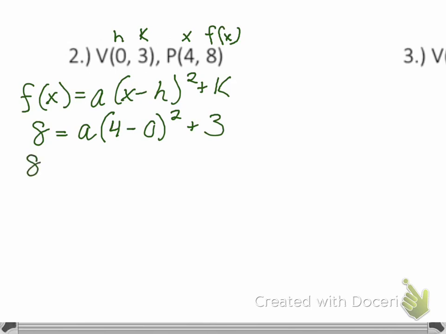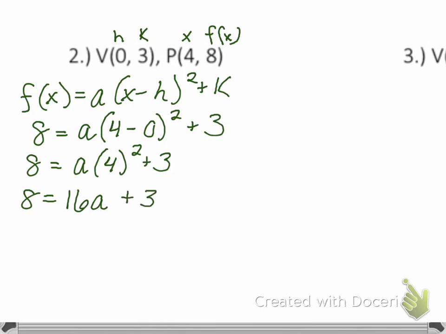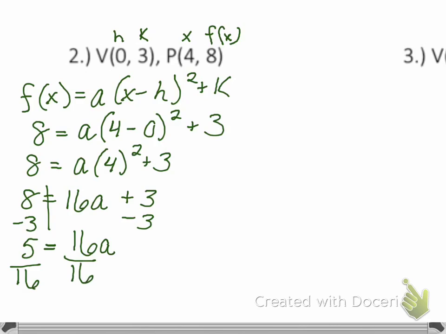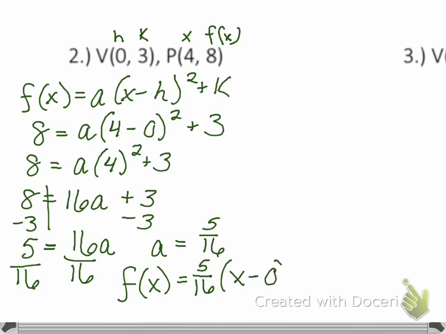So now I'll simplify, and I get a times 4 squared plus 3. So this is going to be 16a plus 3. I'll subtract 3 from both sides, and I get 5 is equal to 16a. Divide by 16, and I get that a is 5 over 16. So my final answer is f of x is equal to 5 over 16 times x minus 0 squared plus 3. And you could even simplify inside the parentheses, but we want to keep it in vertex form, so we'll leave it that way.